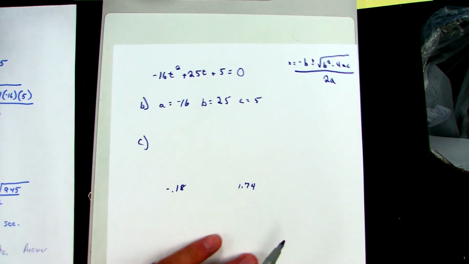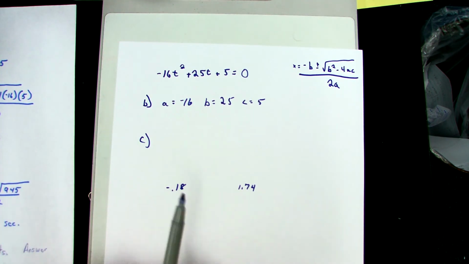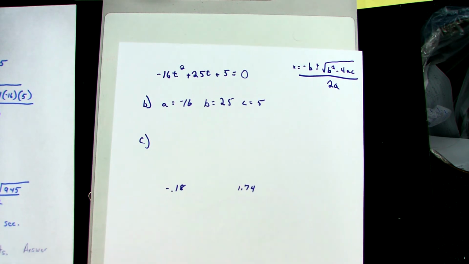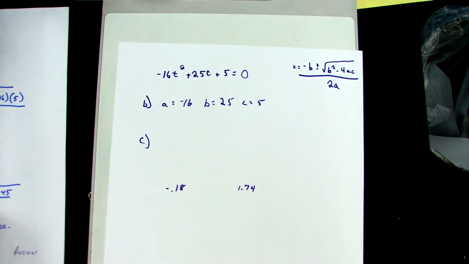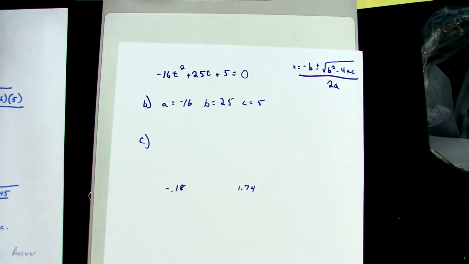And then the question was, how long does the ball travel in the air? And they should know that this answer is incorrect, because there is no such thing as negative time, that it would be 1.74 seconds. Okay? So that's a brief description of what they're supposed to do for the quiz corrections.